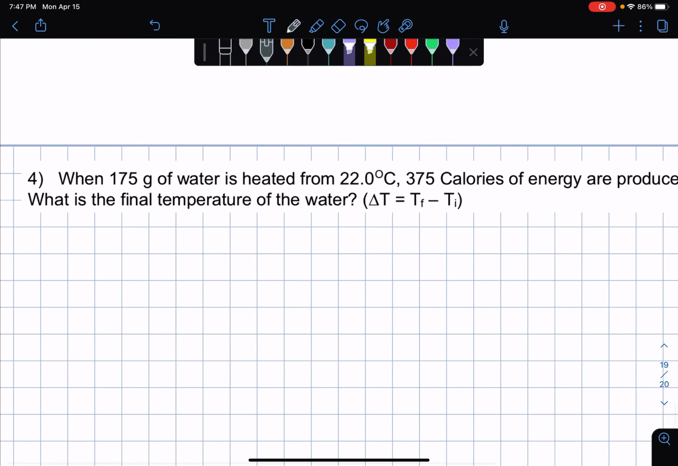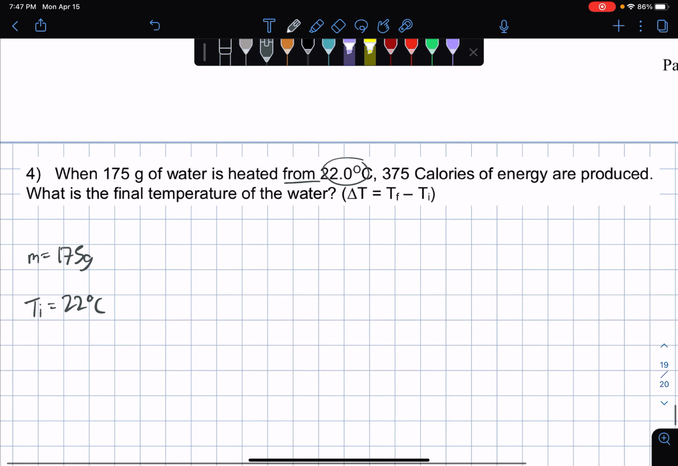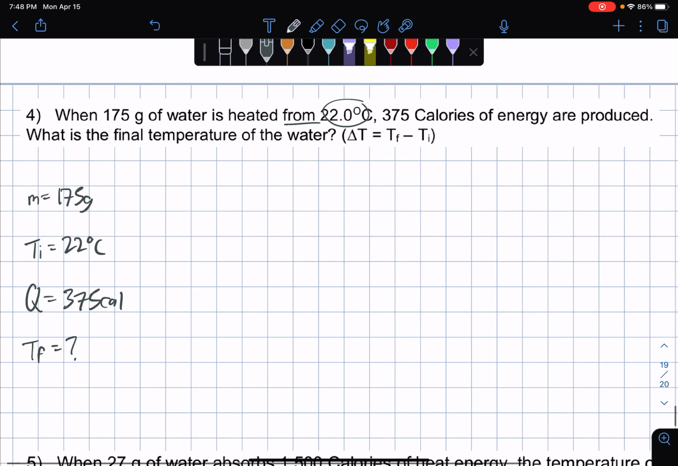Number 4. When 175 grams of water is heated from 22 degrees Celsius, I think from this word "from" is definitely not the change in temperature. It's more likely the initial temperature. So Ti is 22 degrees Celsius. 375 calories of energy are produced. So Tf is missing. This is technically still water.